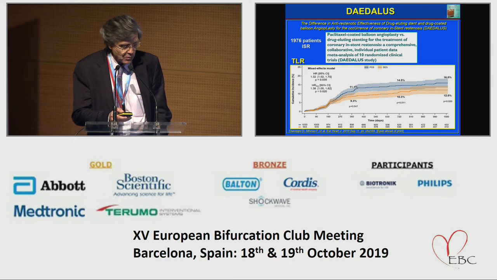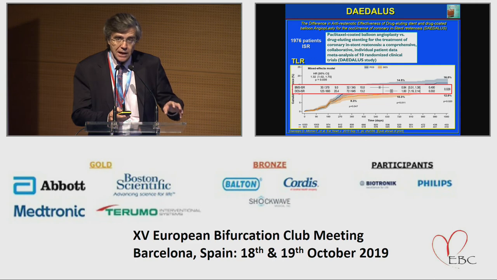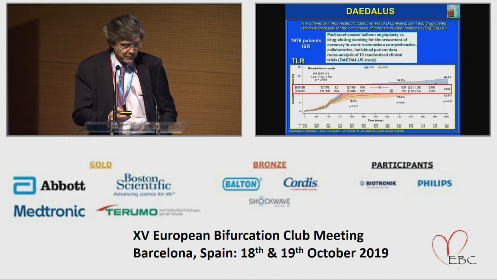This is very recent data coming from the group from Munich, and you can see the DAEDALUS trial. This is probably the largest study in patients with in-stent restenosis. This is a patient-level analysis of 10 randomized clinical trials in patients with in-stent restenosis, putting together nearly 2,000 patients. Here, the endpoint of target lesion revascularization was significantly reduced with the use of new-generation drug-eluting stents as compared with drug-coated balloons. And this was mainly the result obtained in patients with drug-eluting stent restenosis, the most challenging subset, because in these patients, drug-eluting stents proved to be better. In patients with bare metal stent restenosis, the two strategies work very well.